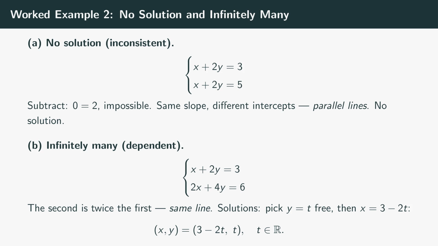Now part B. We have x plus 2y equals 3, and 2x plus 4y equals 6. Look closely, the second equation is just the first multiplied by 2. They are the same line written twice. So every point on that line solves the system, and there are infinitely many.